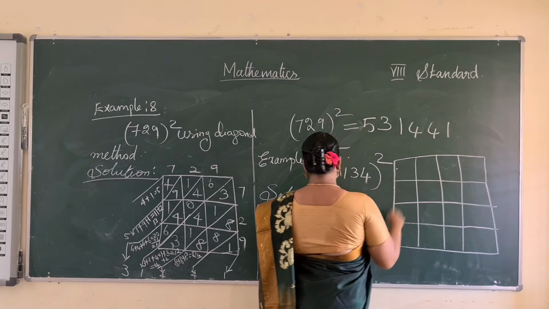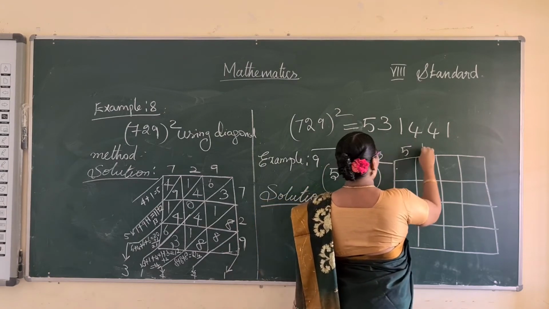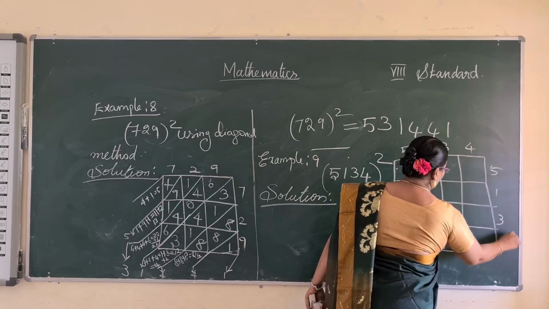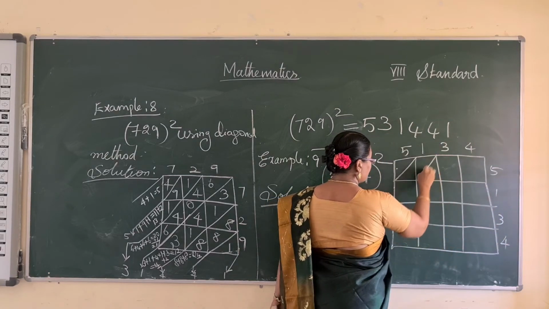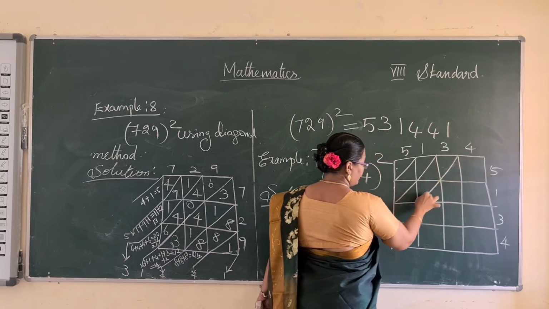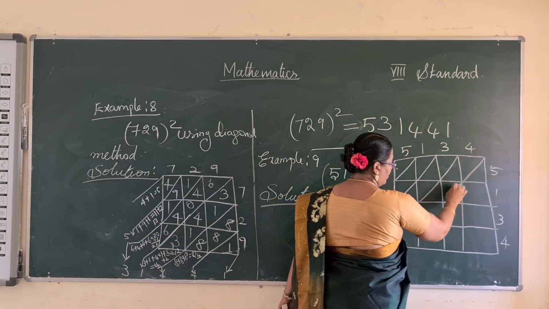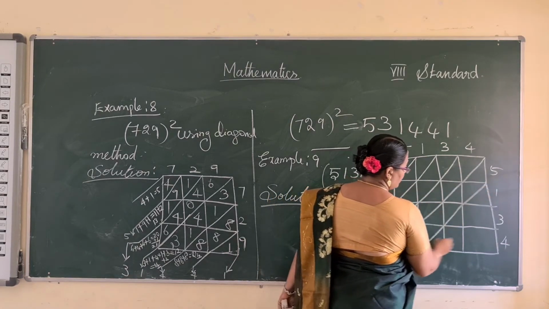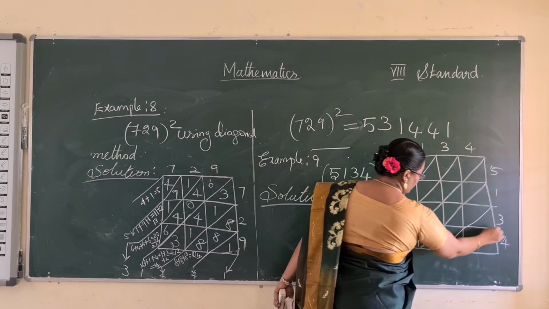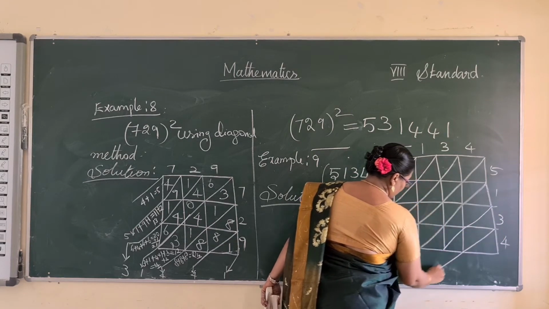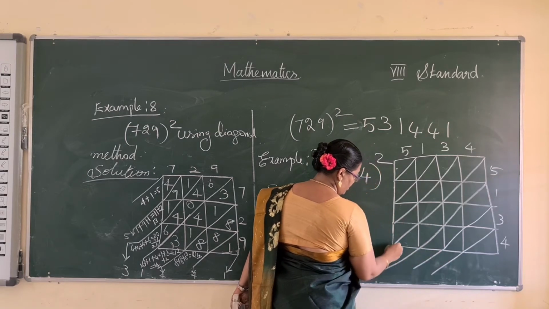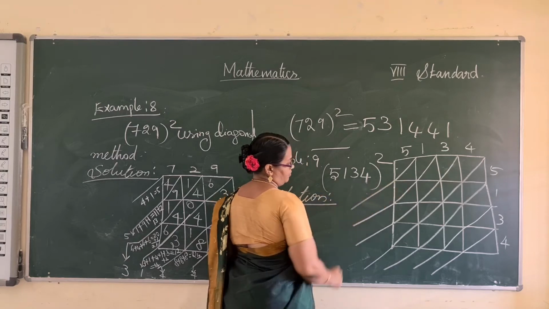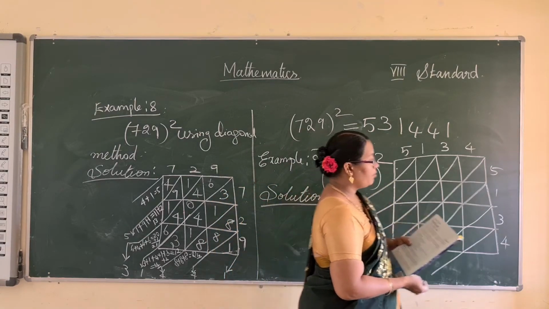4 cross 4 magic square. Which are the numbers? 5 1 3 4. Draw the diagonals. Okay, now multiply the numbers.